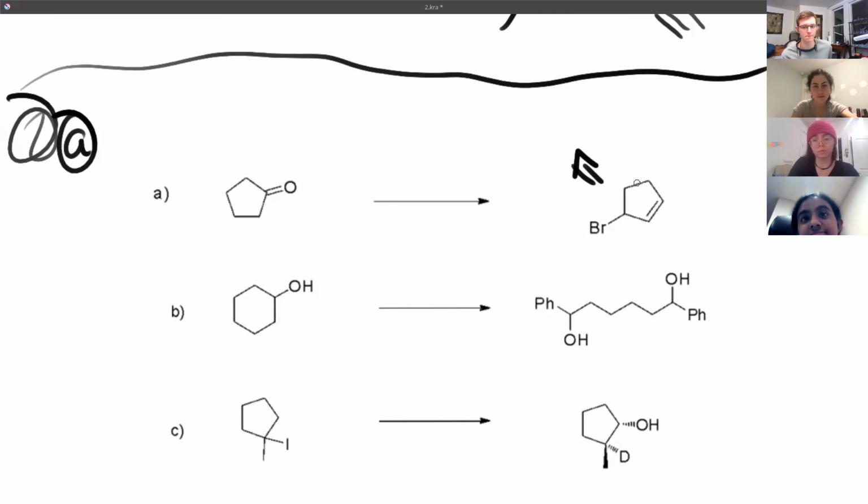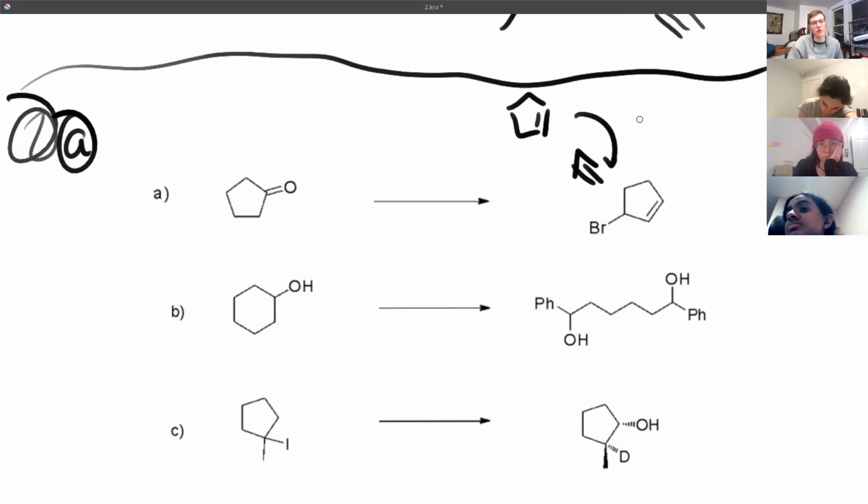Can that just be from like a free radical bromination? Yeah, exactly. So this is an allylic bromide, right? And so allylic bromination is something that we can totally do, right? And what do we need to use to do it?